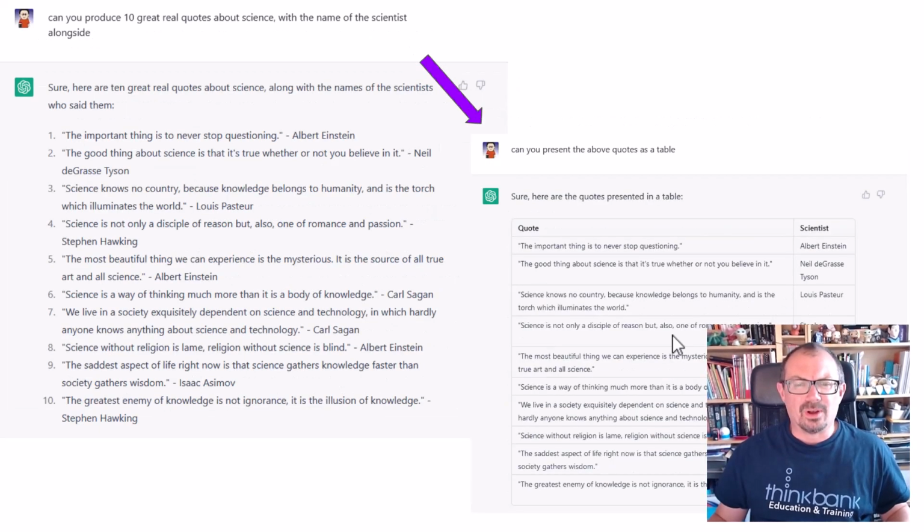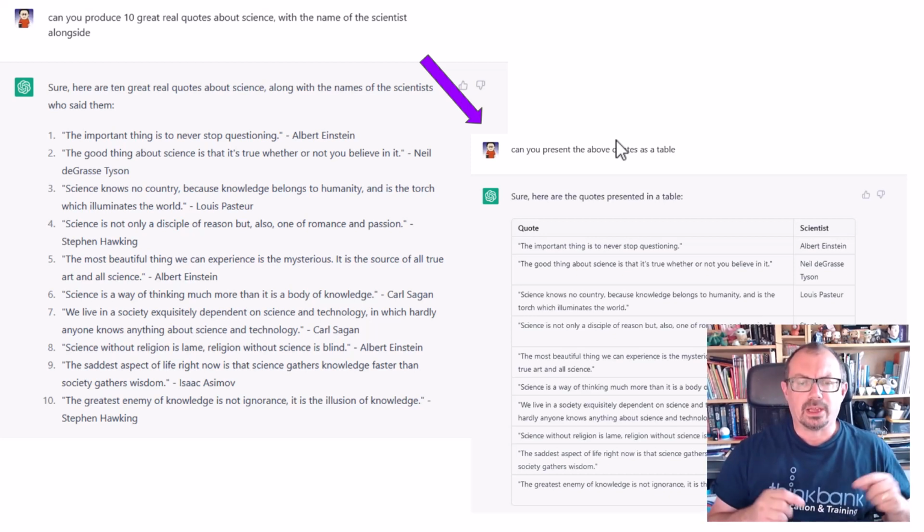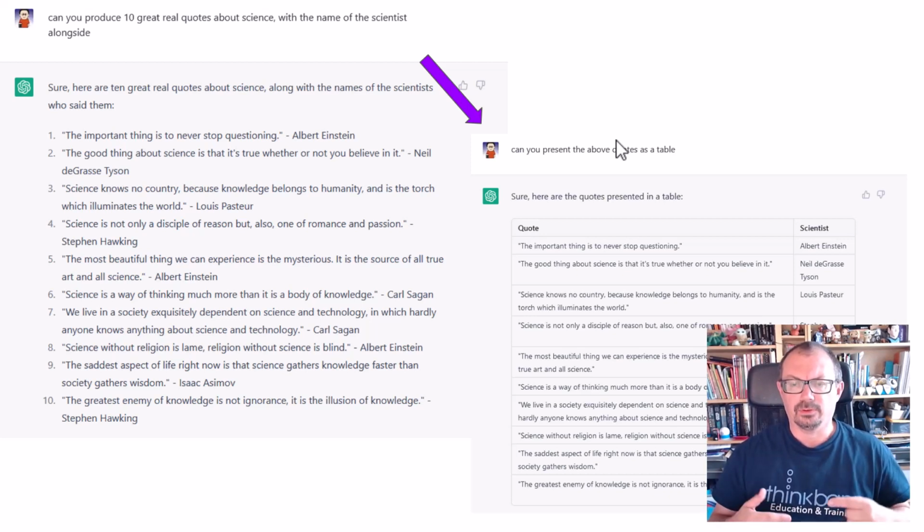If we wanted to have some quotes around the classroom, let's produce some quotes with the scientists. So can you produce me 10 great quotes about science with the name of the scientist alongside? So off it went, spat out 10 quotes. And I said, actually, can you present that as a table? Which it did. And the beauty of having that in a table is I can then go to something like Canva, and I could use their AI tools to generate 10 presentations or 10 pages in the presentation with a picture and the text and the quote.